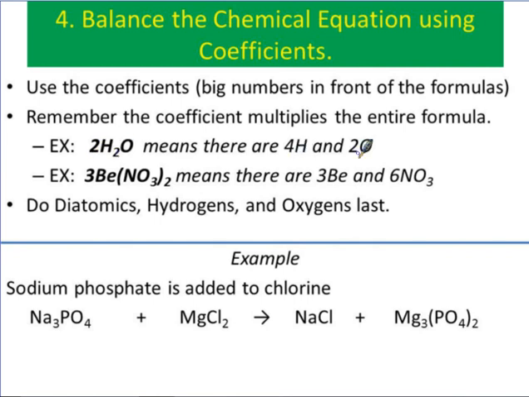If I've got a 3 on the outside here, that means 3 berylliums, and then this 3 can multiply by this 2 and actually give me 6 nitrates. When I'm balancing, keep polyatomics together if I can on the left and right, and then try and save your diatomics, your hydrogens, your oxygens to last if you can. That'll help you out.